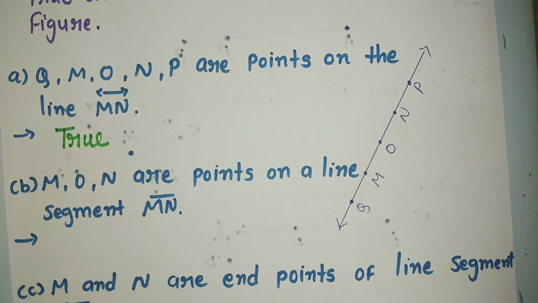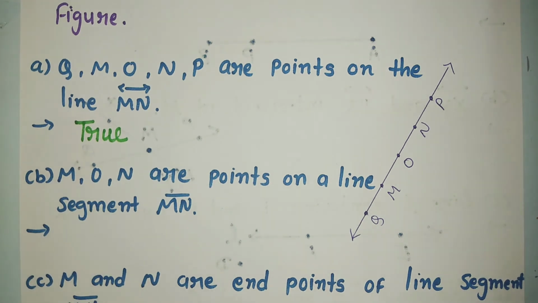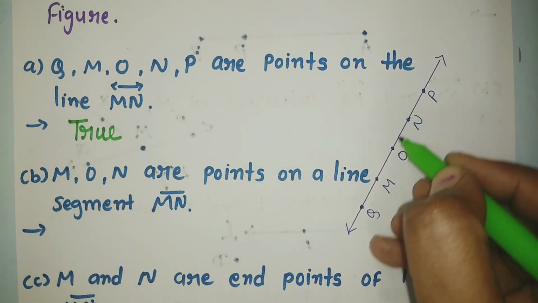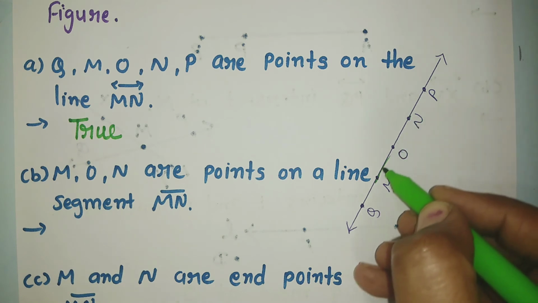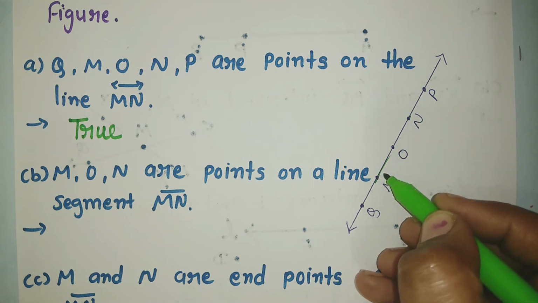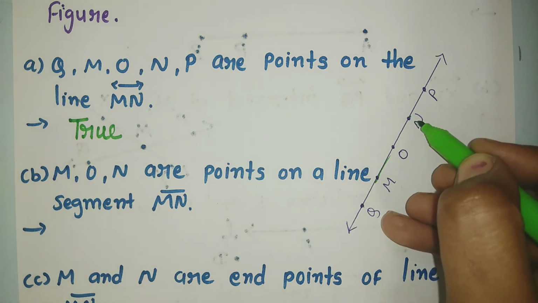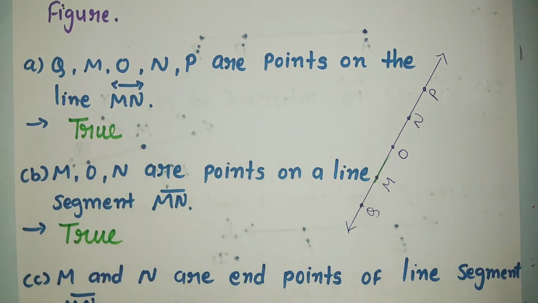Next, M, O, N, R points on a line segment MN. First of all, I will see the extent of the line segment. Line segment MN will be this much. A line segment is not infinite. Line segment MN. M, O, N, R are on a line segment. Yes, so this sentence is true.